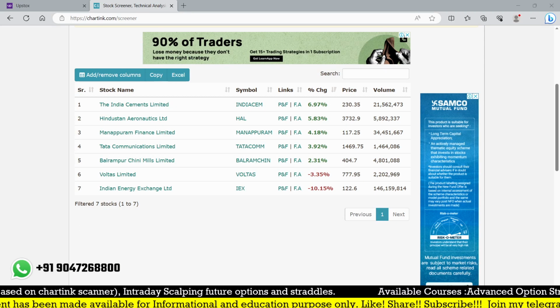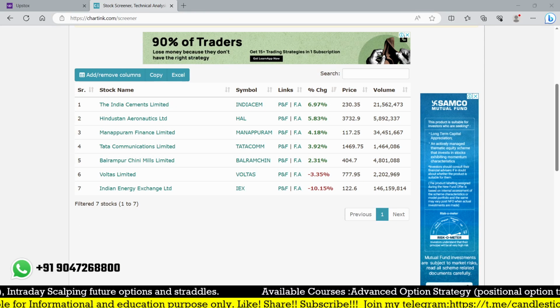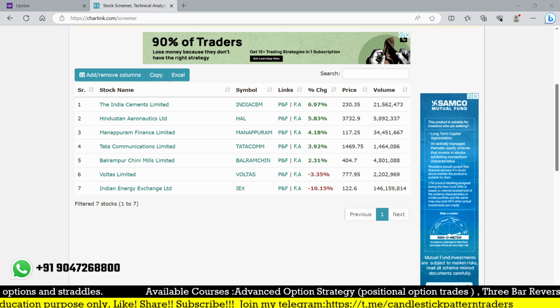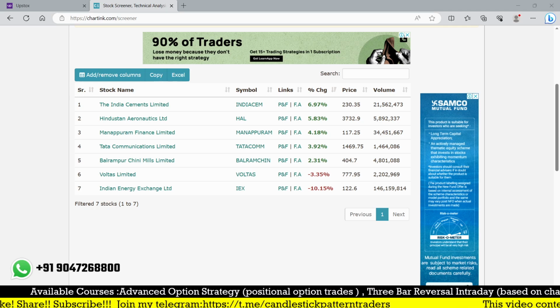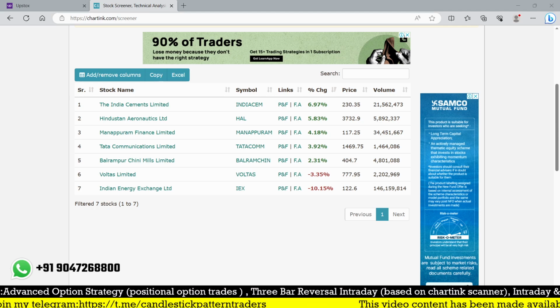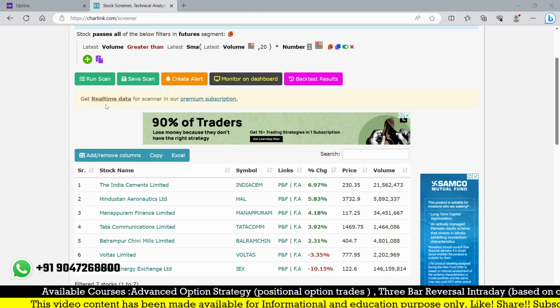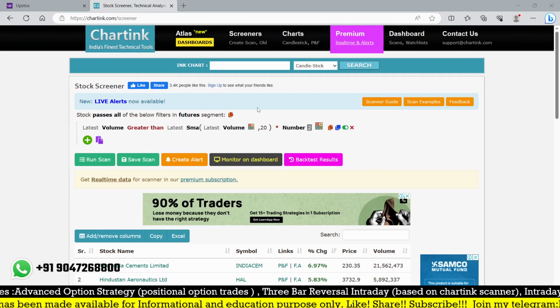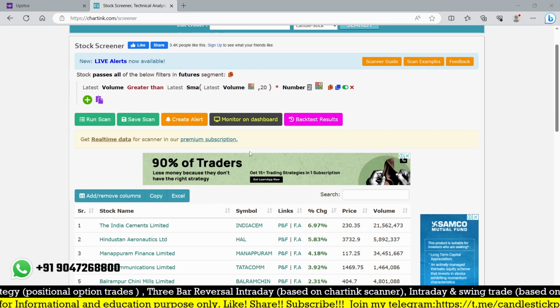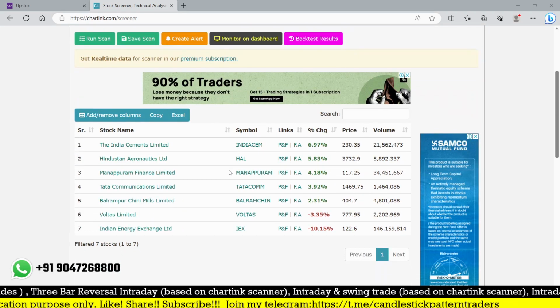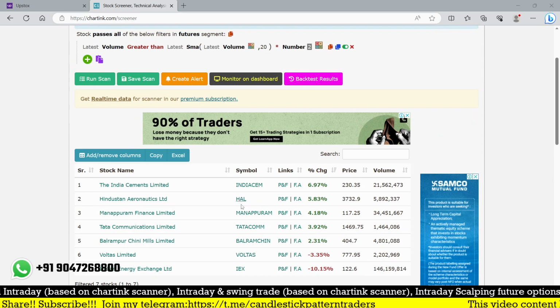based on the volume. So we find out here almost 7 stocks. So that was a greater volume. Okay, we got to check. Yeah, we got almost 7 stocks based on that. That means today's volume is comparatively higher than the previous 20 days.